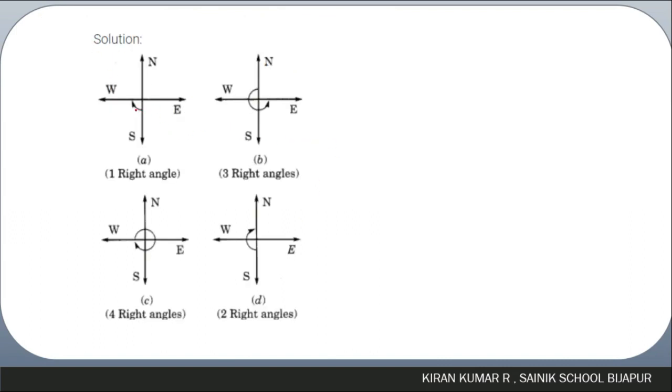Starting from south to west, there is 1 right angle formed. Starting from north anti-clockwise to east, it makes 3 right angles. Starting from west to west, it makes 4 right angles because 360 degrees will be formed. Starting from south to north, it makes 2 right angles. Here, what you need to know is, for C and D, the direction doesn't matter.